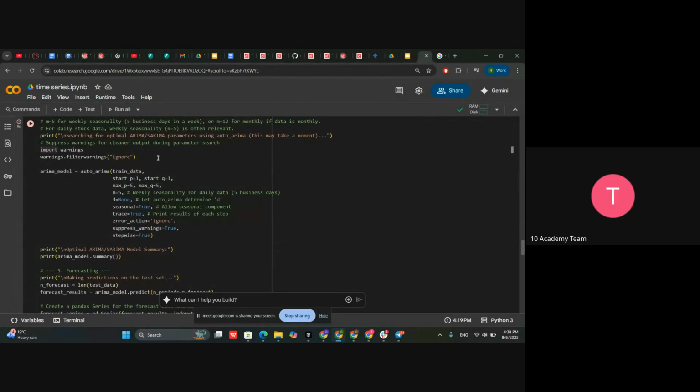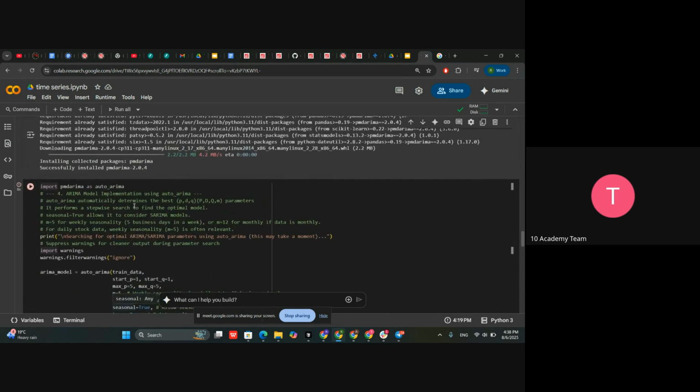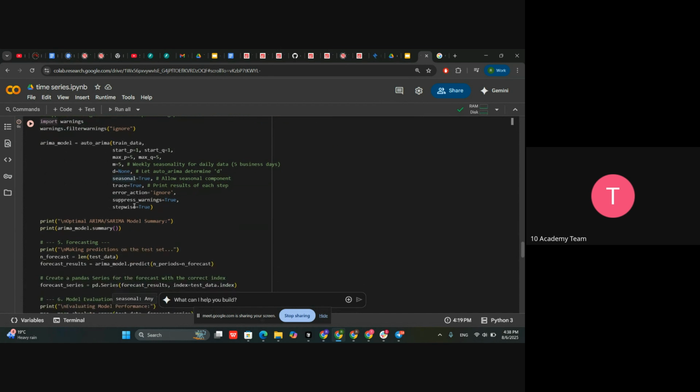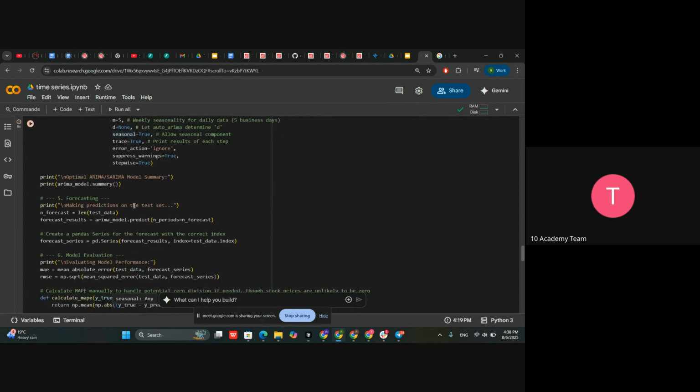So, this is going to be the logic. If we're going to use auto ARIMA for the ARIMA model prediction, then you can just let the model determine the d value. If the data is stationary, there's no need to use the d value or the differencing value. But if it is not, we can ignore it, and the model itself will decide the d value.